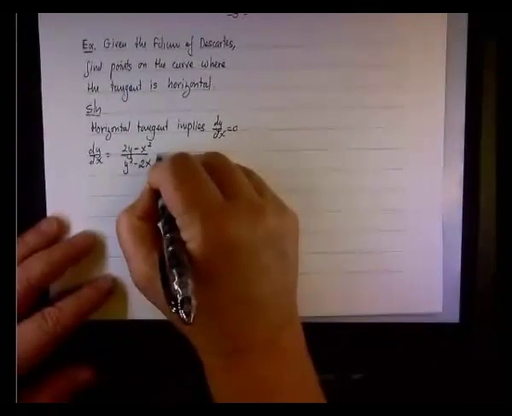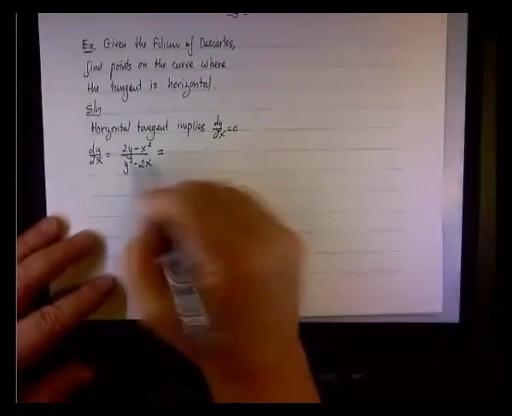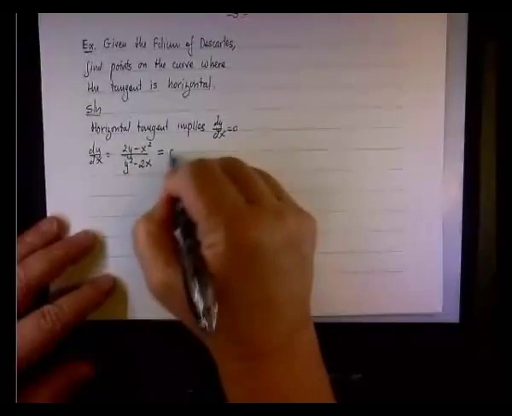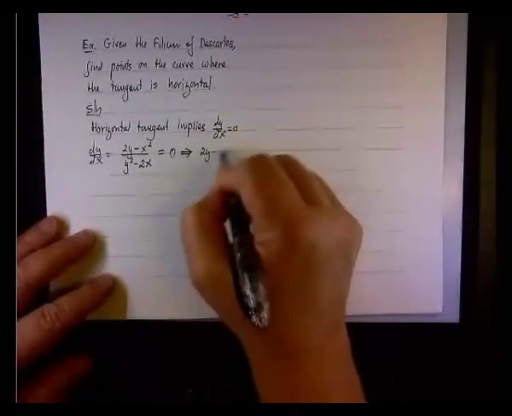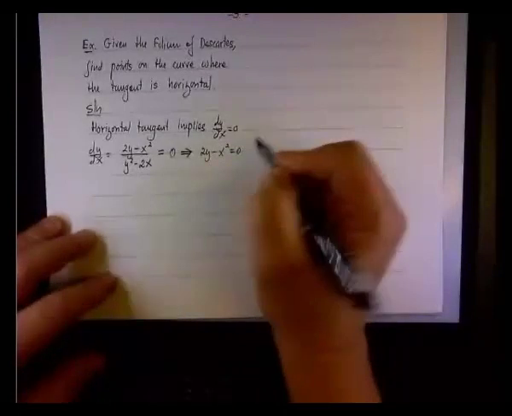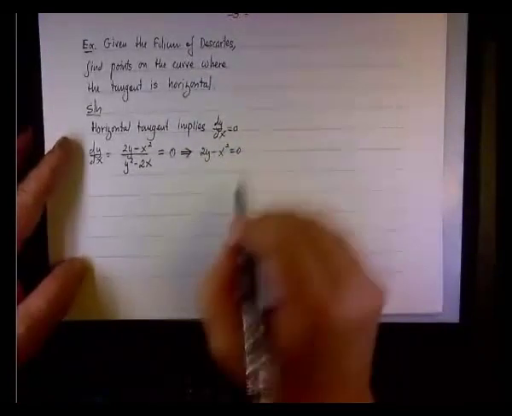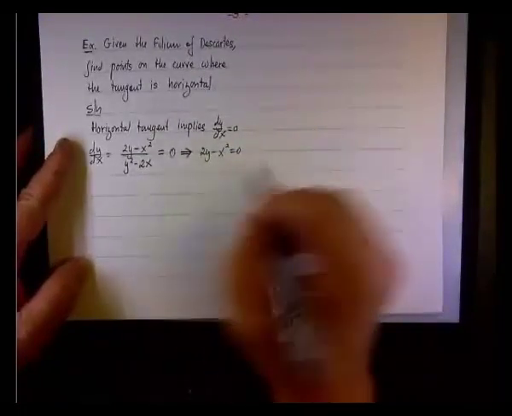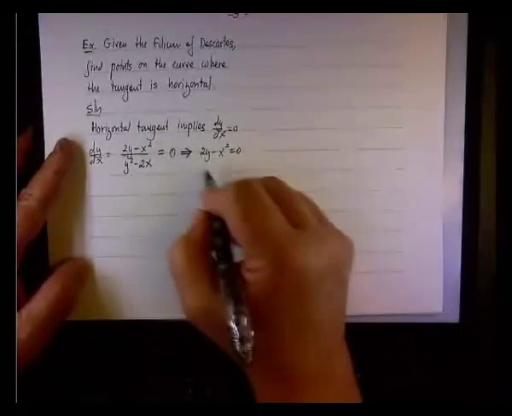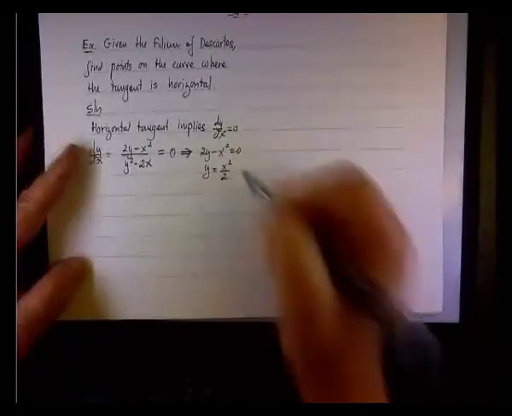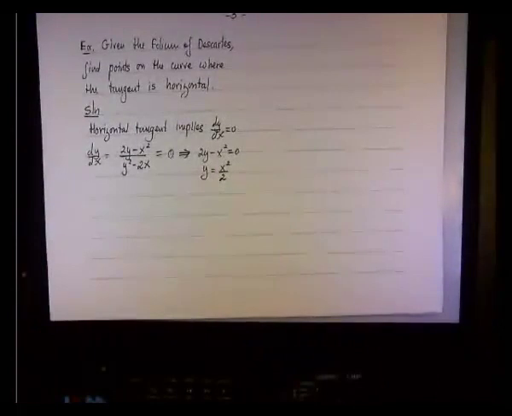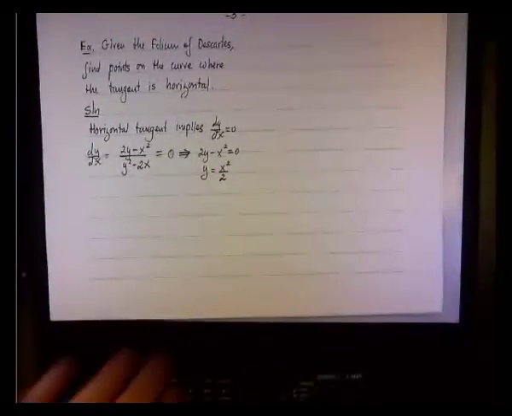So we want it to equal 0, and this will happen if the numerator equals 0. So this is the same as asking 2y minus x squared to equal 0. So let's solve for y. So y is x squared over 2. So how are we going to find the points? Any idea what to do next once we reach this point?